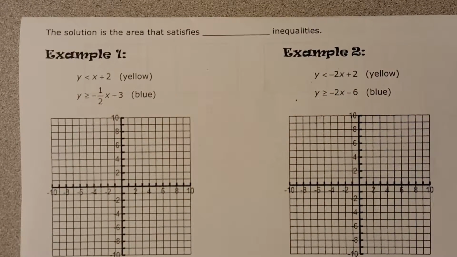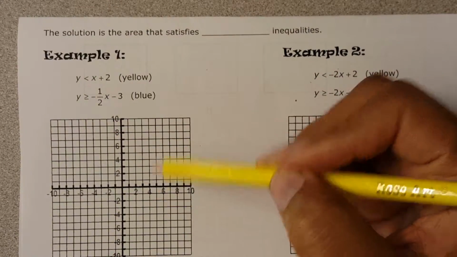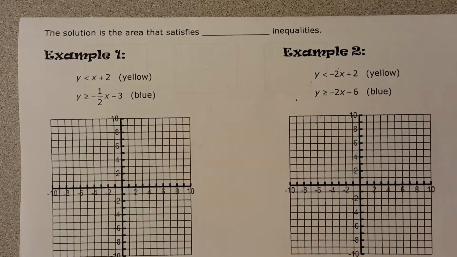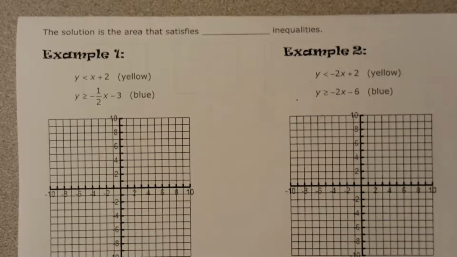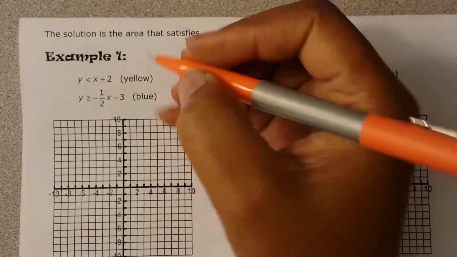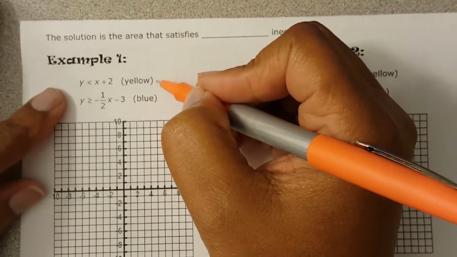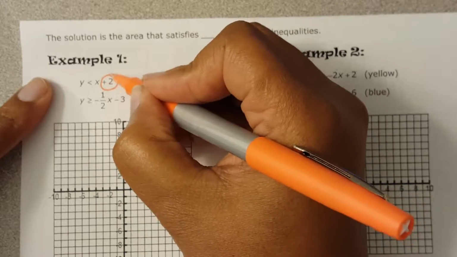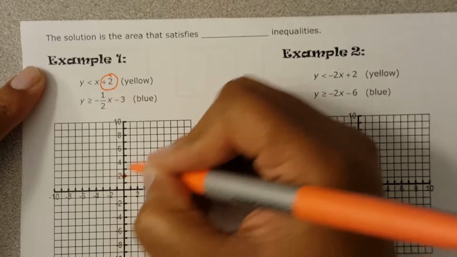The yellow I find is a little difficult to see under the document camera. So for today, while you will be using yellow, I am going to use orange because it'll be a little easier for you to see. So let's start with our first equation. I'm going to graph this one right here. And when I graph, remember, I start with my y-intercept. I plot it first on the y-axis.